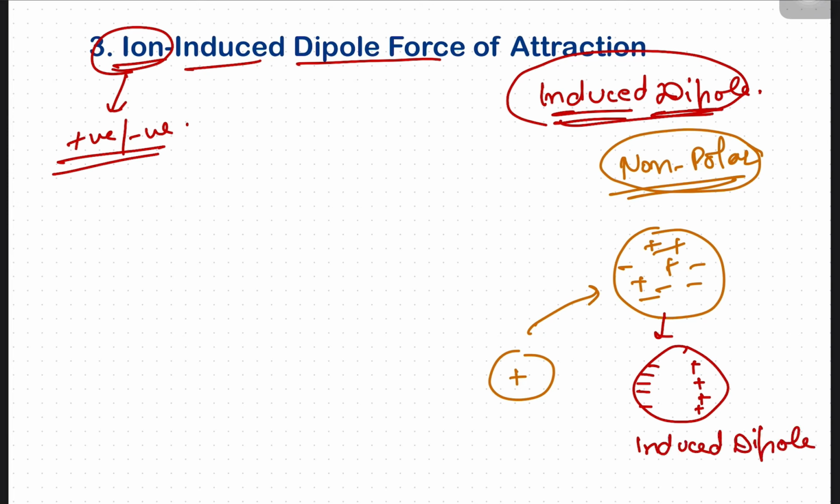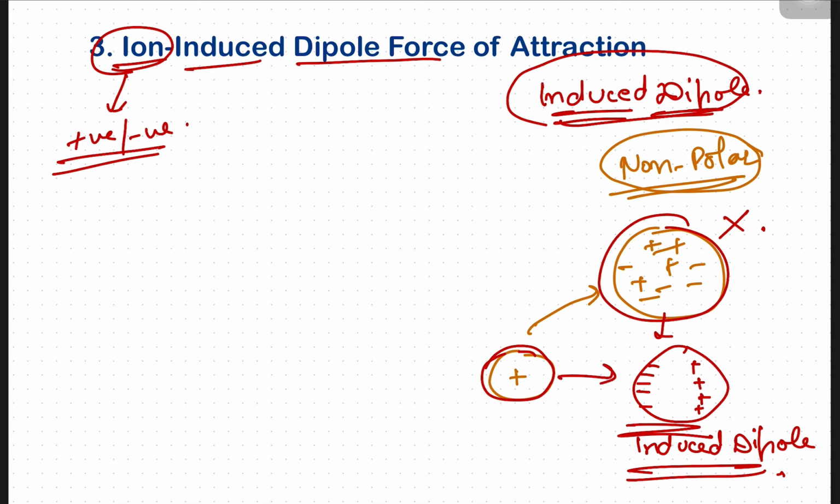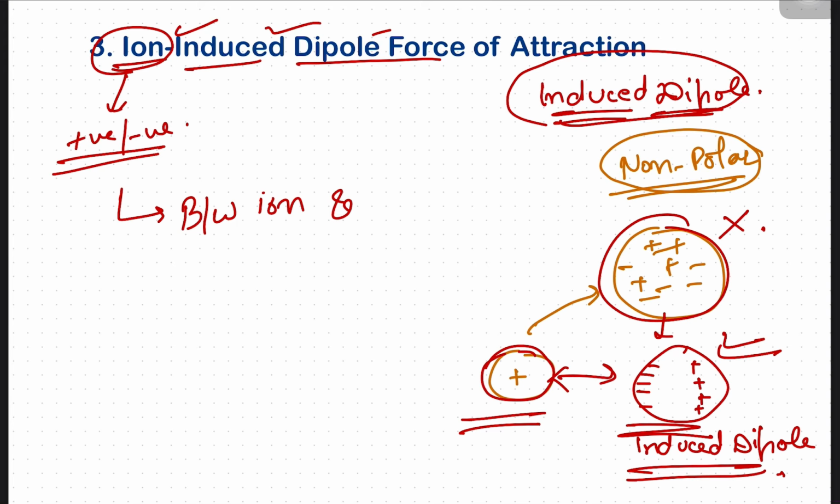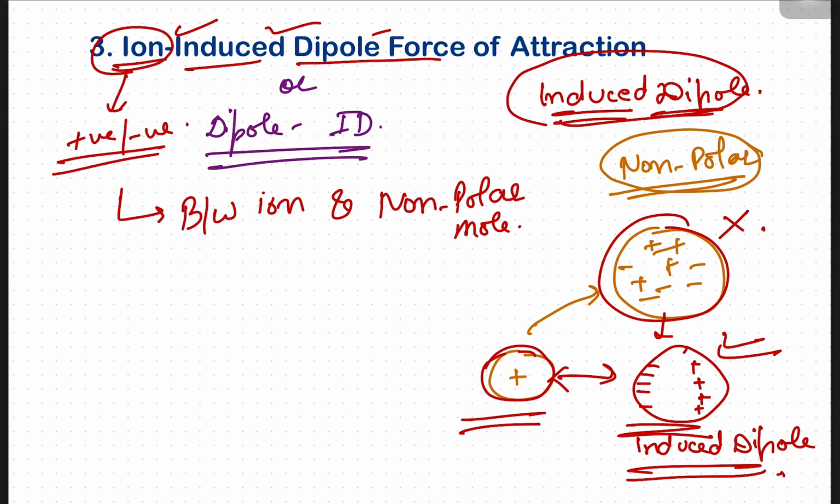What is an induced dipole? Initially it was not a dipole, but when an ion approaches that molecule, it becomes a dipole. Now the force of attraction between this ion and this induced dipole is known as ion-induced dipole forces of attraction. These forces mainly exist between an ion and a non-polar molecule. You can also say dipole-induced dipole forces of attraction.